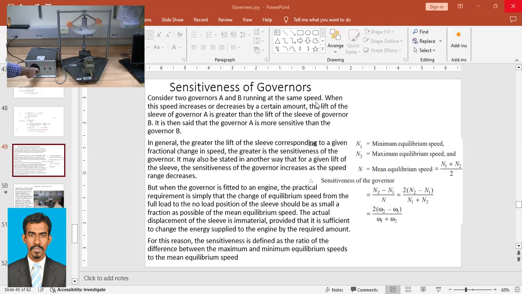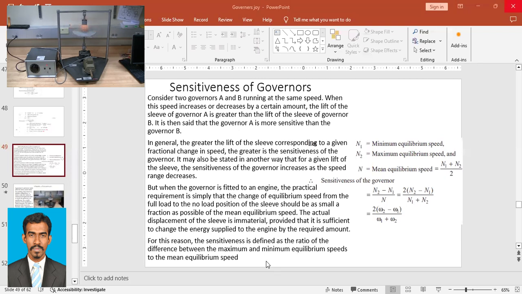When the speed increases or decreases by a certain amount, the lift of the sleeve of governor A is greater than the lift of the sleeve of governor B. So, for example, when the speed changes, we know the sleeve lift will change. With the increase of speed, the sleeve lift will increase; with the decrease of speed, the sleeve will fall. Under such circumstances, it is said that governor A is more sensitive than governor B.